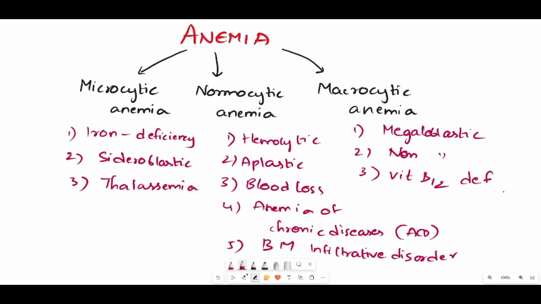These are the different types which are classified under the three types of anemias. In microcytic anemia, there is iron deficiency, sideroblastic and thalassemia. In normocytic, there is hemolytic anemia, aplastic anemia, blood loss, anemia of chronic diseases and bone marrow infiltrative disorder. And in macrocytic anemia, there is megaloblastic, non-megaloblastic and vitamin B12 deficiency anemia. Now let's discuss each type of anemia in detail.